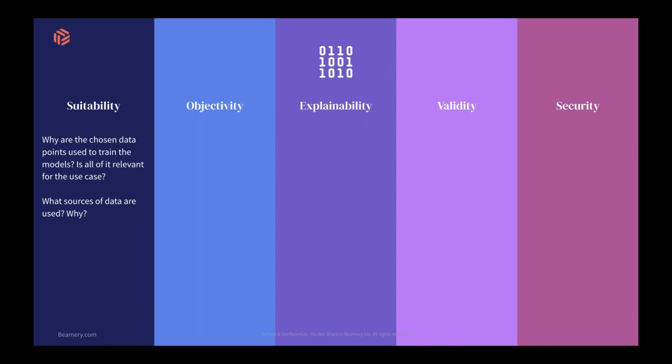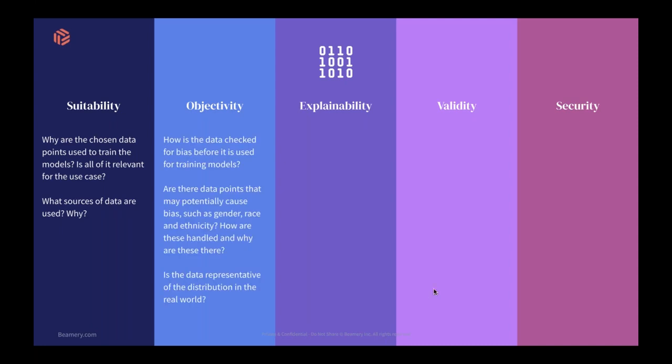So is it AI for AI's sake, or is it about trying to solve a business outcome and being more intentional about the data sources, limiting some of the risks you might face by gathering too much data where it's not necessarily relevant? The second thing, around objectivity, and you'll be aware of some of this, is: how is the data checked for bias before it is used for training models? Being more specific about the data checks around bias at the beginning of AI training is important.